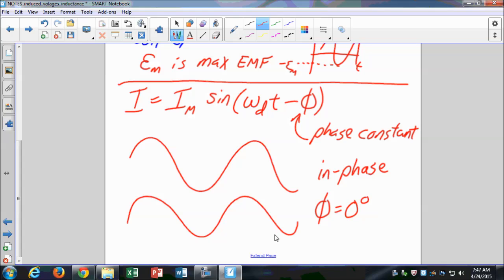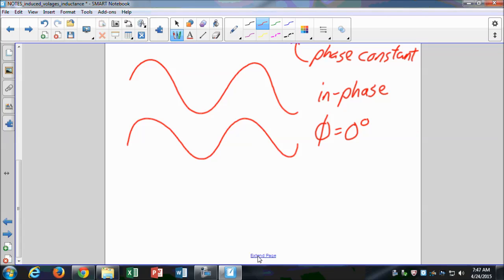However, if they're out of phase, have you ever seen phase constants like this? Is that a trick question? Is that what you said? Oh, in trig, yeah. Is that a trick question?